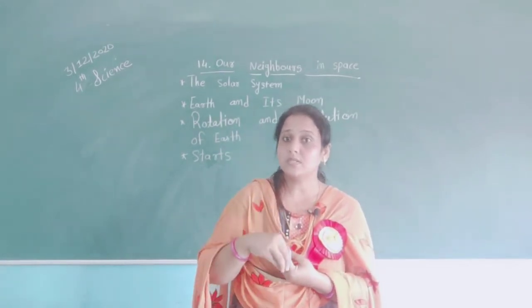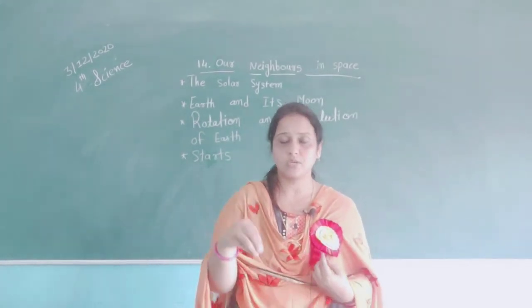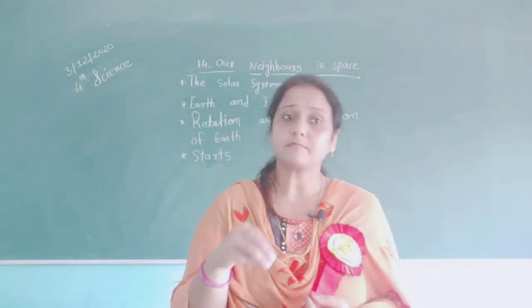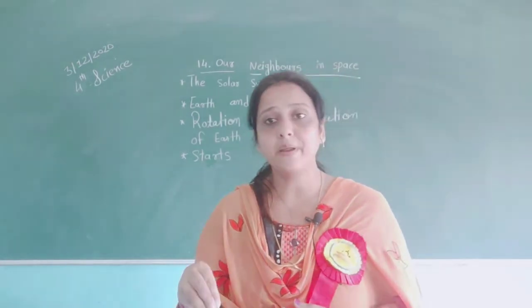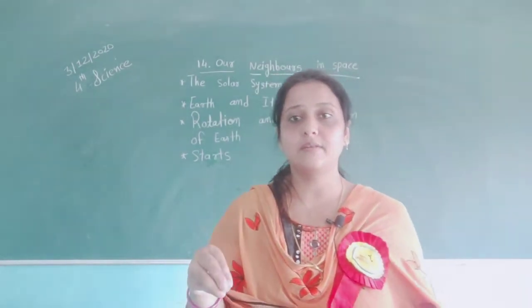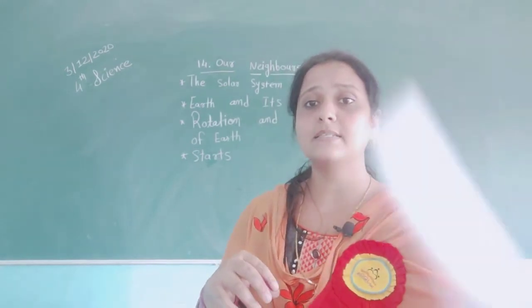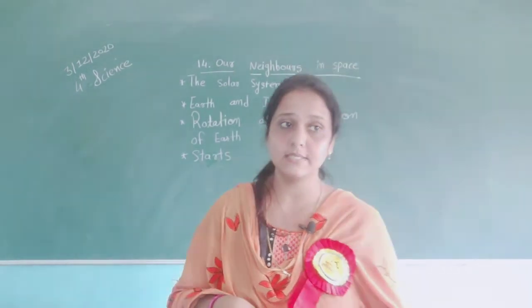Mercury is the closest planet to the sun. Then Venus, then Earth, then Mars, Jupiter, Saturn, Uranus, and Neptune. These are all the planets we can see in the solar system.